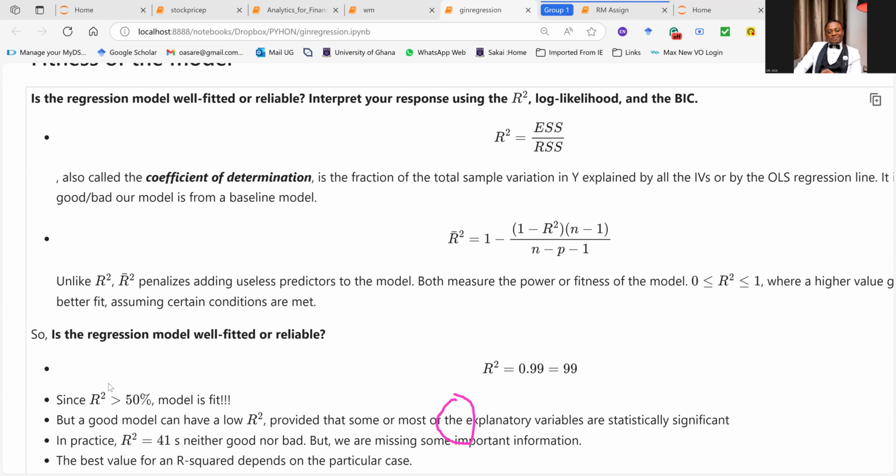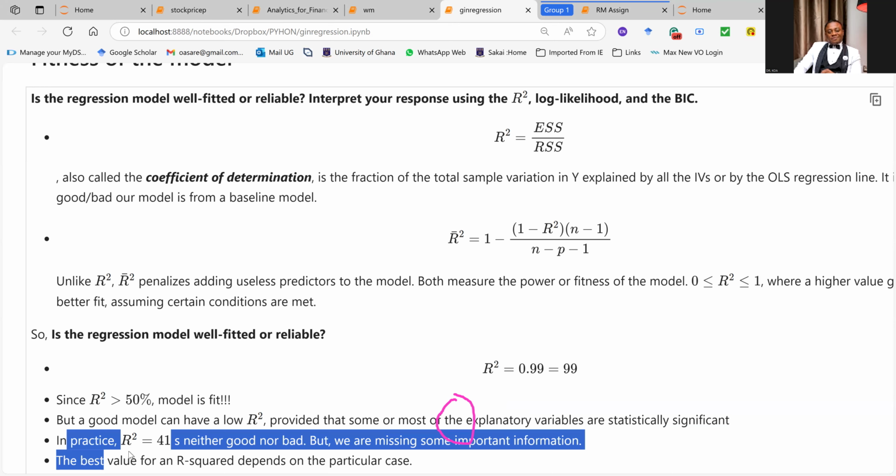But I've also made a point that a good model can have a very low R square. So a model can still be good. I'm talking now about the practical sense, not for exam purpose. For exam purpose, when it's bigger than 50% is good. Now, you can have a very good model, but the R square is small. I have seen a model where the R square is 11%, 5%, especially in social sciences, and it is acceptable, provided that most of the explanatory variables are significant. Because if the explanatory variables are significant, you can't say we should remove them because they are irrelevant. They are significant.